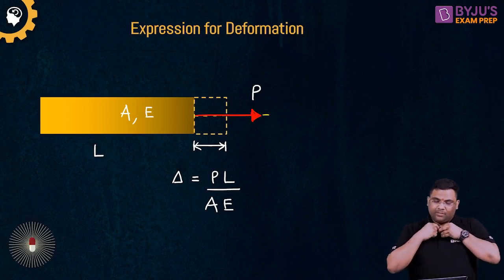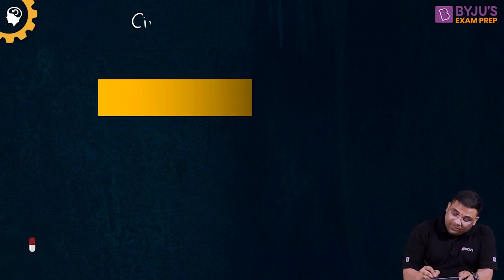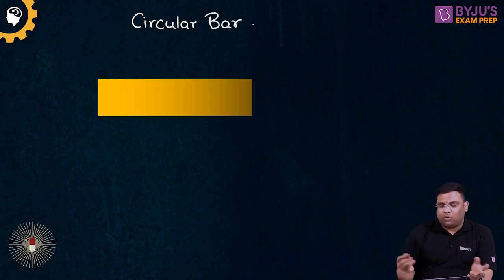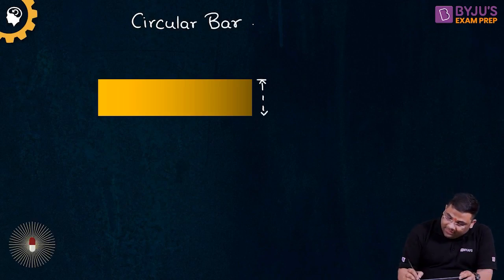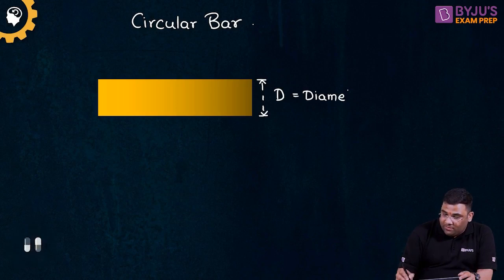Now, if we have a circular bar, what does that mean? That means that the cross-section area is circular. So, the lateral dimension will be the diameter of the bar.